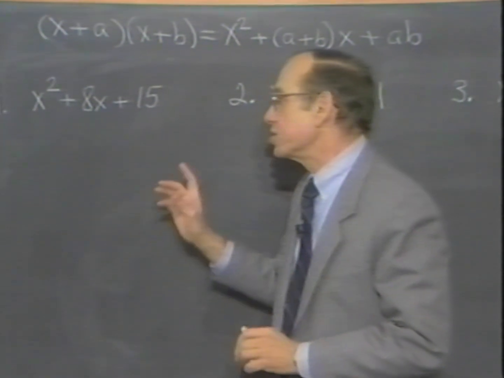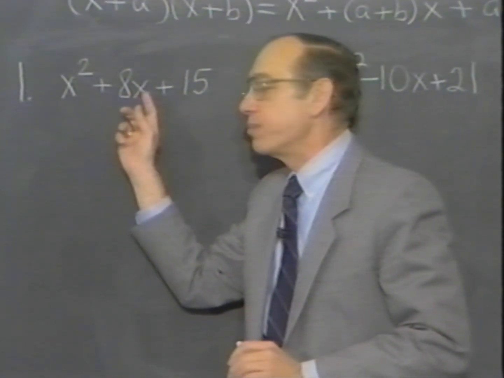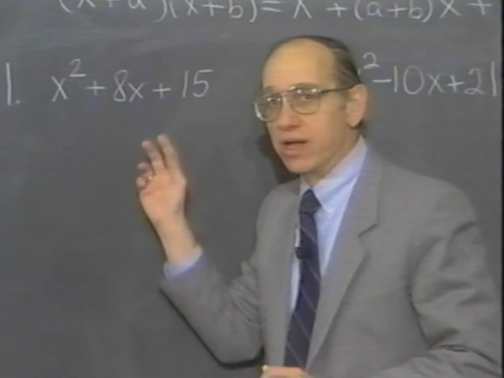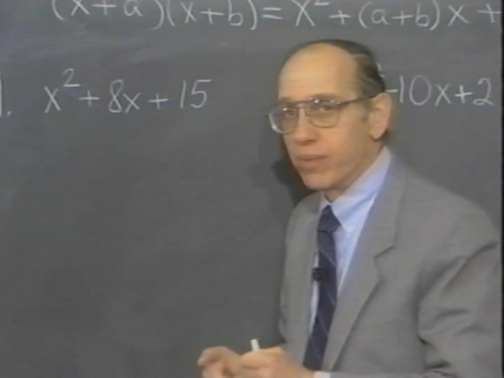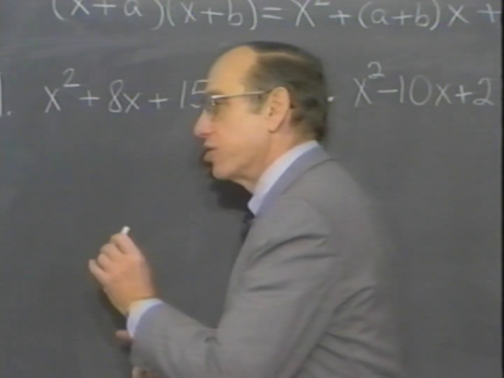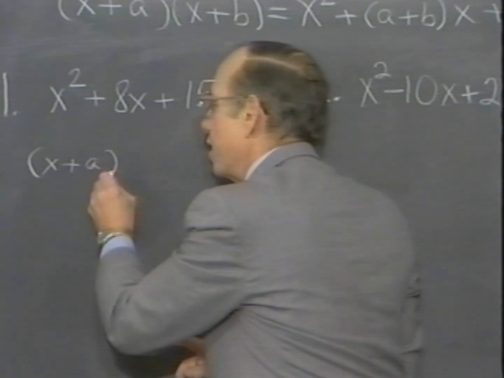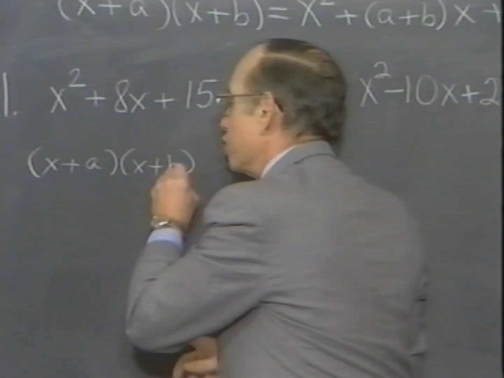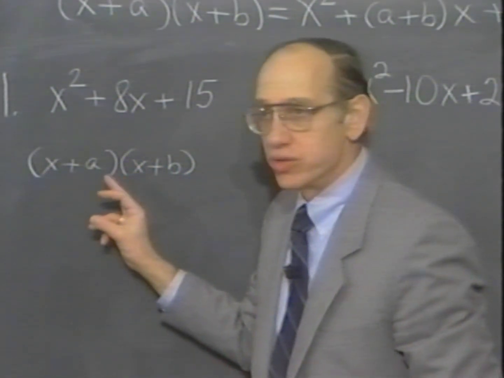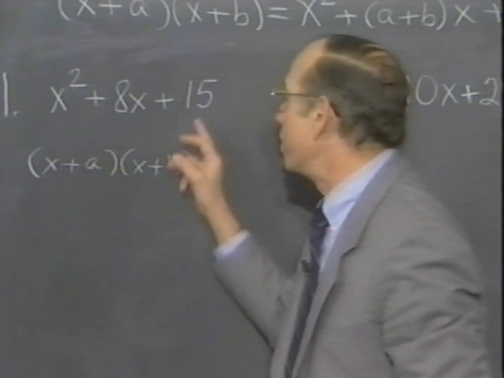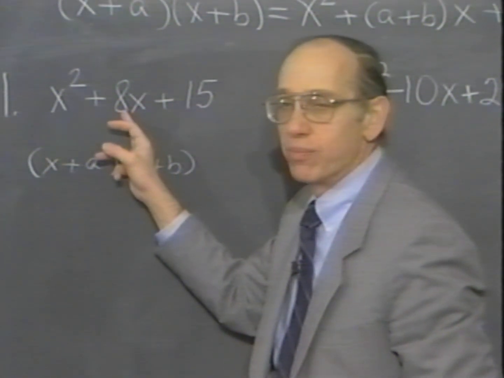Right now, we're going to look at some simple problems, starting with number 1. We have x squared plus 8x plus 15. Now think about what that formula said. We're looking for factors of the form x plus a times x plus b. Let me just write that down. X plus a times x plus b is what we're looking for, where these two numbers a and b have to be chosen so that a times b is this number 15 and a plus b is this number 8.